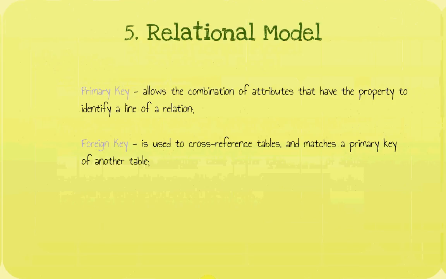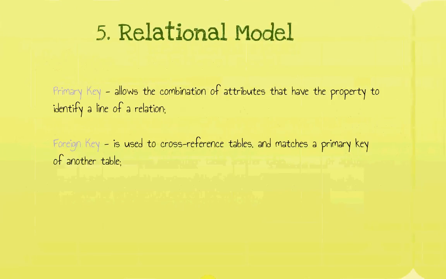A primary key is a combination of attributes that have the property to identify a line of a relation. A foreign key is used to cross-reference tables and matches a primary key of another table.